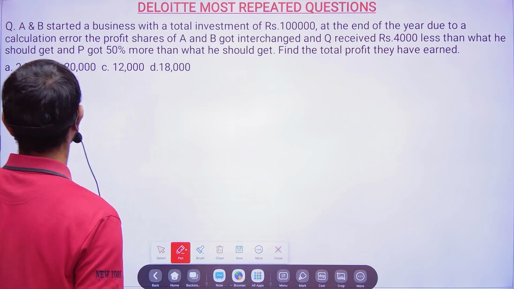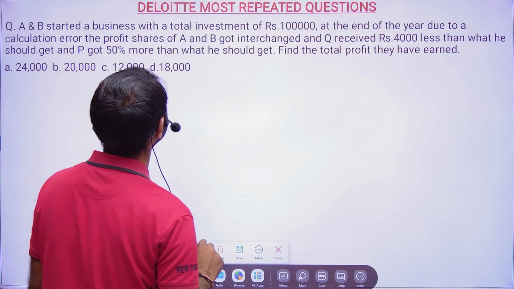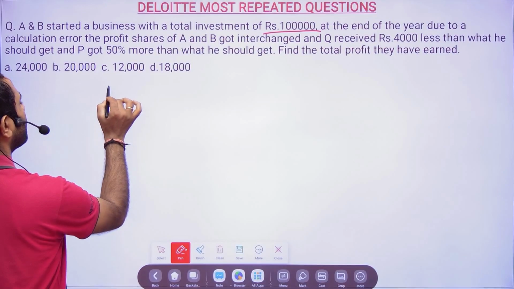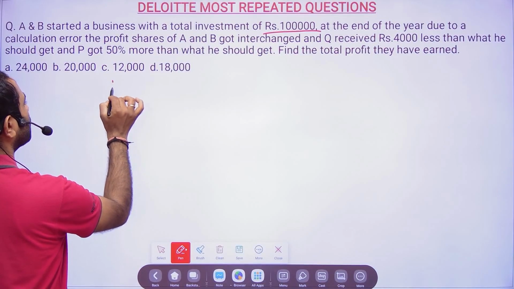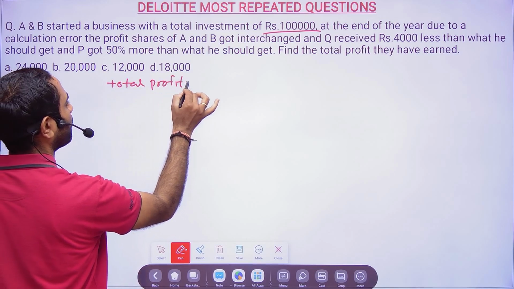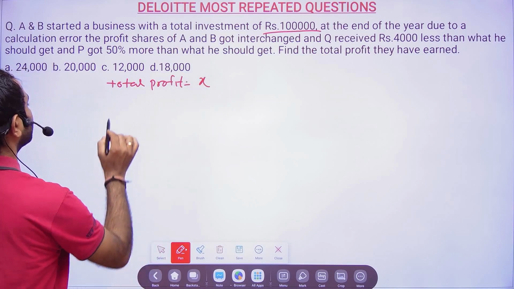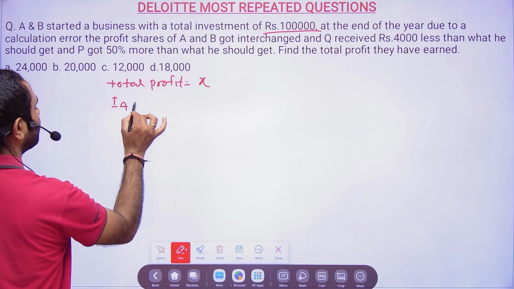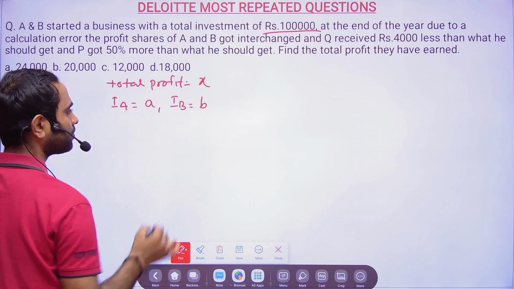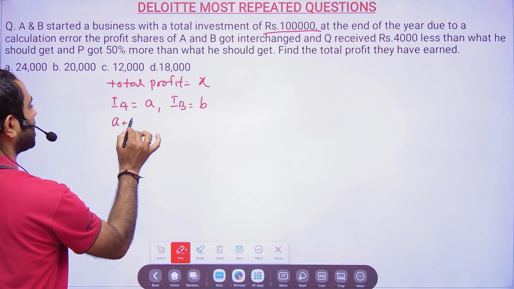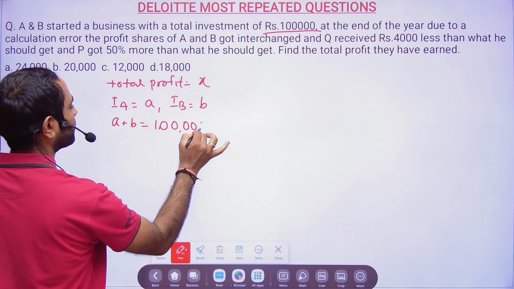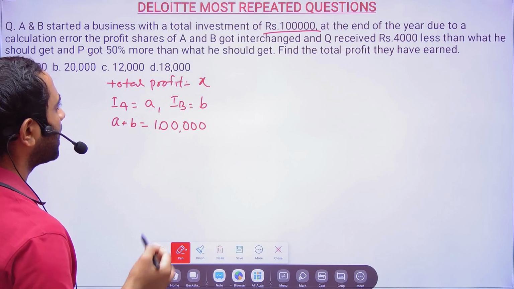Now the last question. A and B started a business with a total investment of rupees 1 lakh. So what I will do, I will assume the total profit here, because you have to find the total profit. Total profit is X. Then the investment of A I will assume small a, and the investment of B I will assume small b. They are telling the total investment is nothing but 100K, 1 lakh.